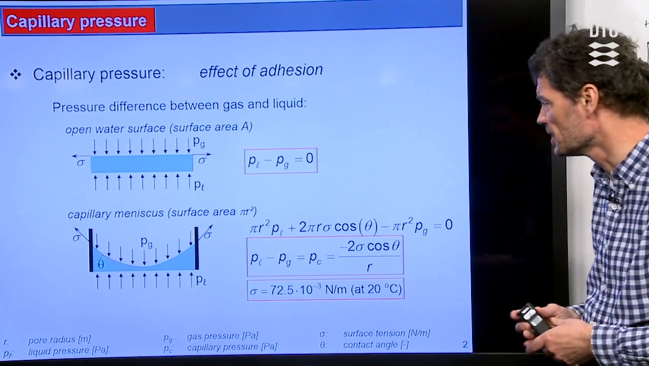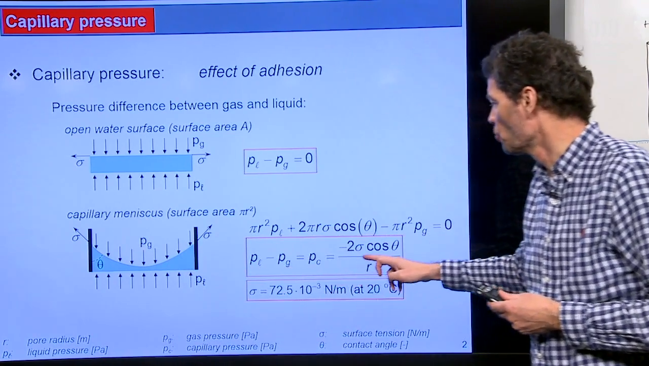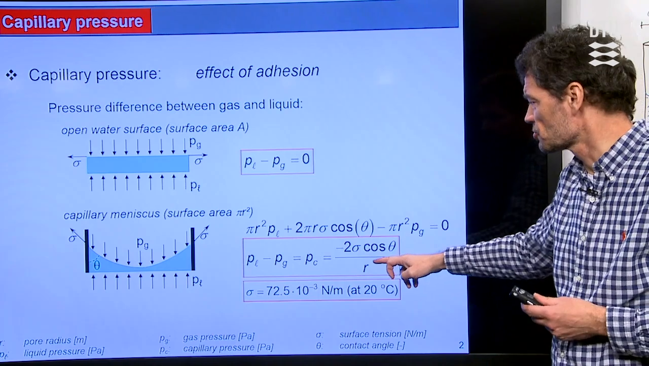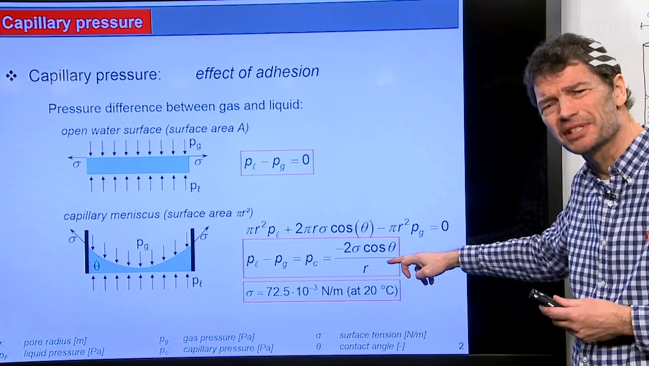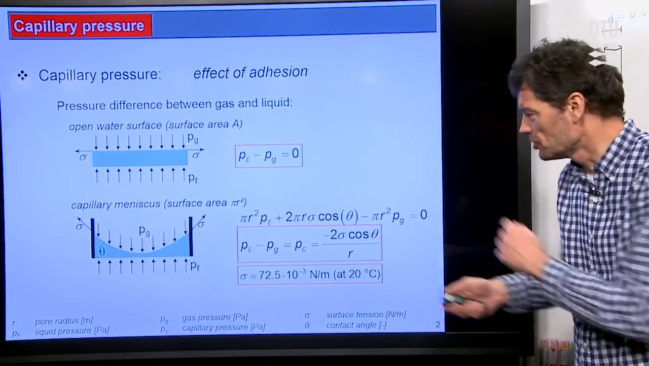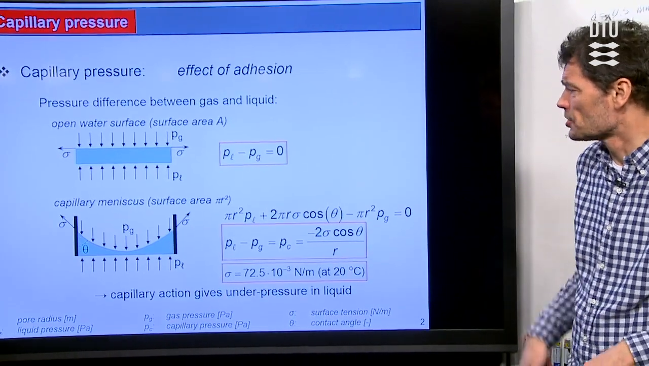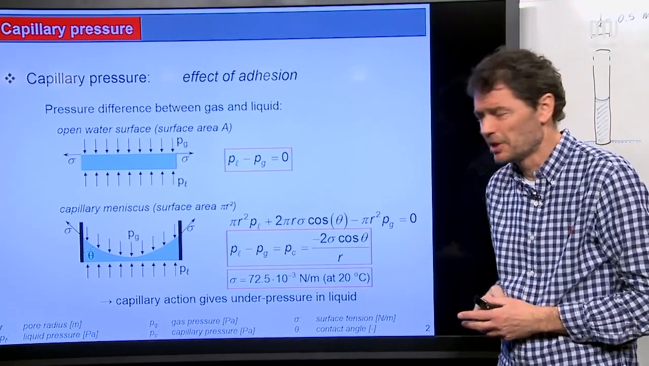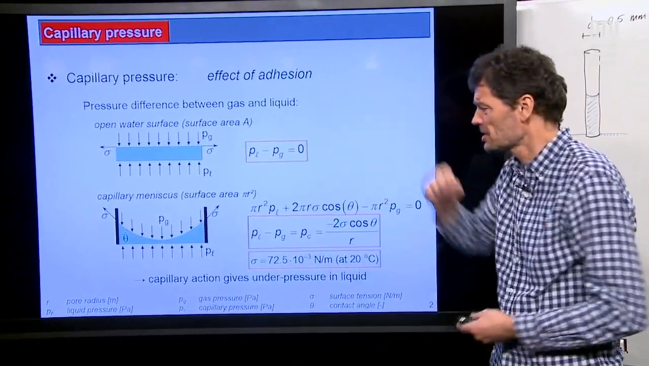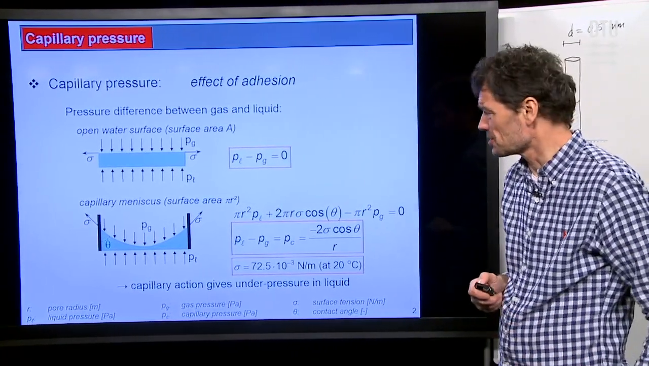Altogether, we can see a difference between the liquid pressure and the gas pressure, which comes because of this surface tension. There's also a strong relationship with the radius, which comes in the denominator. The surface tension has a value that we can remember when we use it for calculations. So the capillary action, caused by the surface tension, makes an under pressure within the water below the surface.